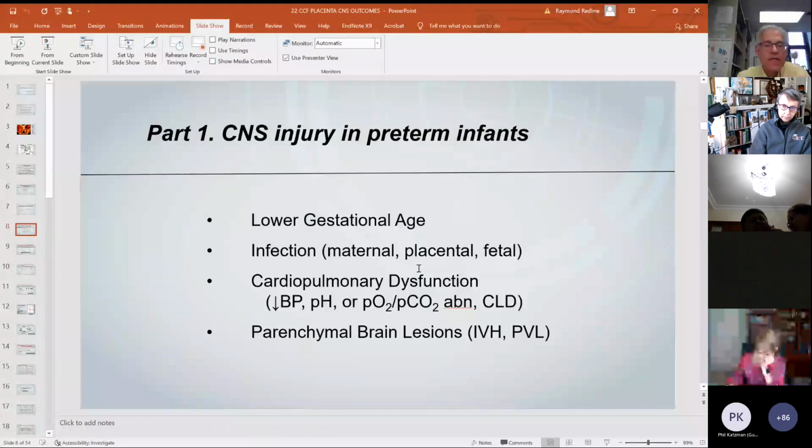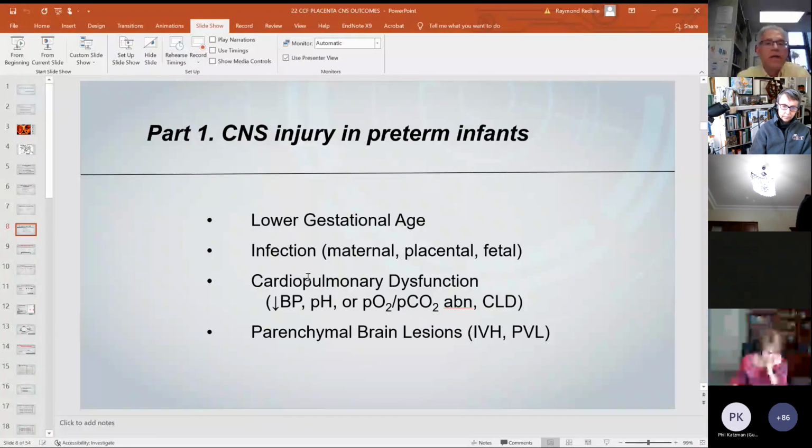So for the first part of the talk, I'm going to talk about CNS injury in preterm infants. There's a broad consensus that the lower the gestational age, the higher the incidence of CNS injury, an increase in underlying susceptibility. Almost any kind of infection during pregnancy has been associated with CNS injury. This includes maternal infections like acute appendicitis, placental infections like acute chorioamnionitis, or fetal infections like a TORCH infection, say.